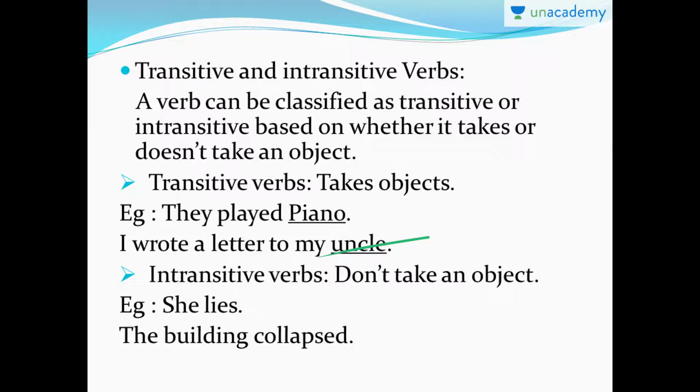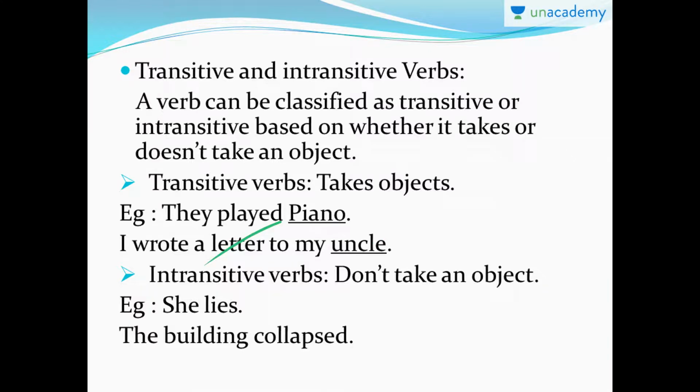Okay, let's take it slow and in detail. So I is a subject, wrote is a verb. What did I write? I wrote a letter, so that's an object. To whom did I write? To my uncle. That's also an object. So one's a living thing, one's a living thing and one is a non-living thing.